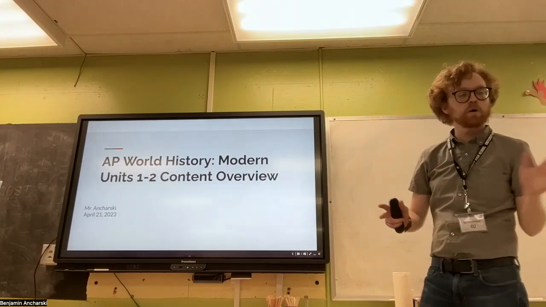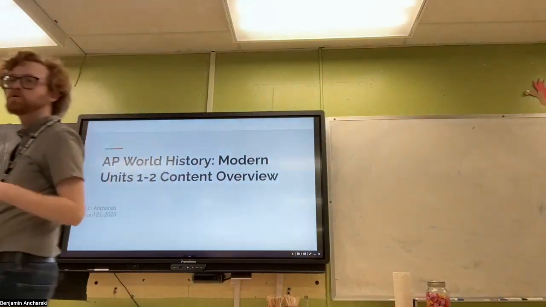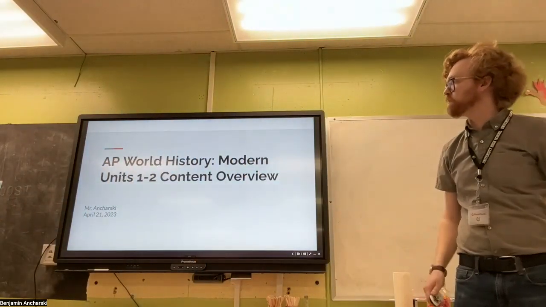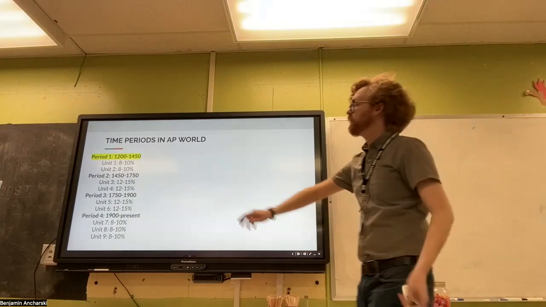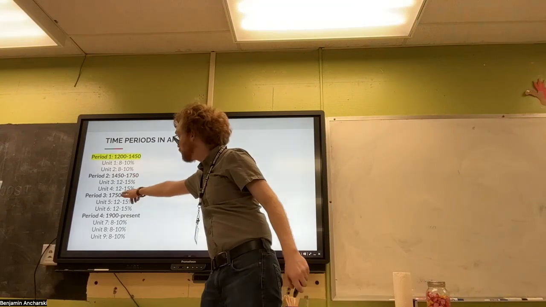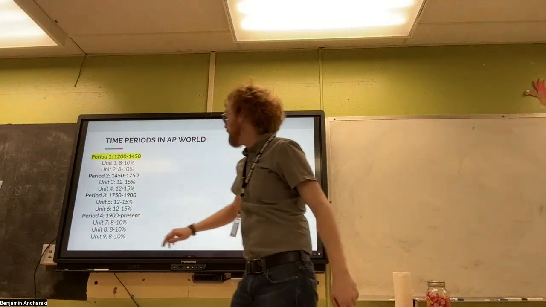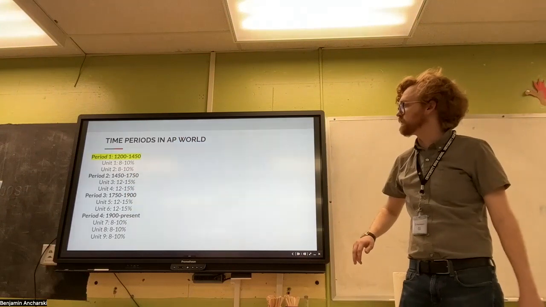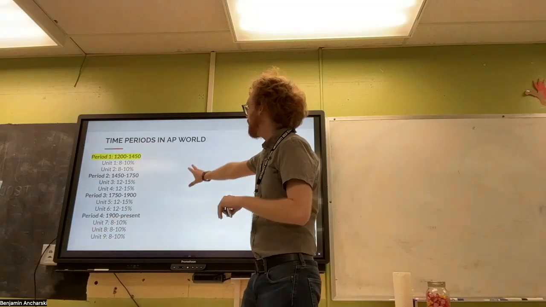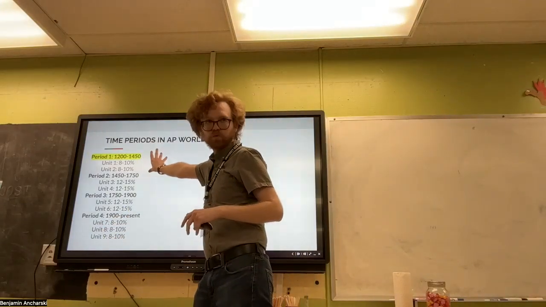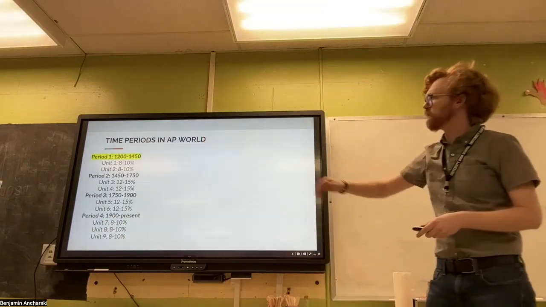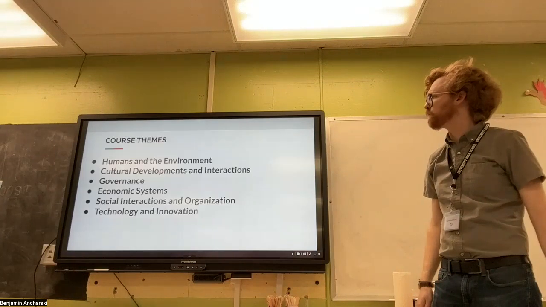So today we're going to go over some of the big topics from units 1 and 2. The AP divides up the different time periods as such. Period 1, 1200 to 1450. Period 2, 1450 to 1750. Period 3, 1750 to 1900. And the last period, 1900 to the present day. These percentages right here are the exam weight. So about 10% to 8%, that's period 1, unit 1, I should say, and unit 2. But today, of course, we're going to cover unit 1 and 2.